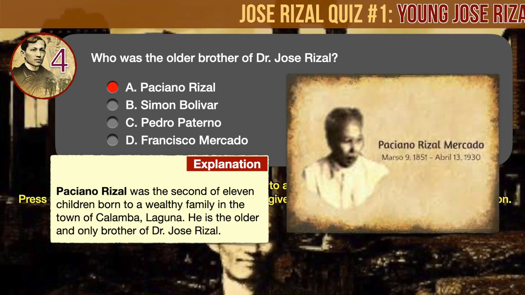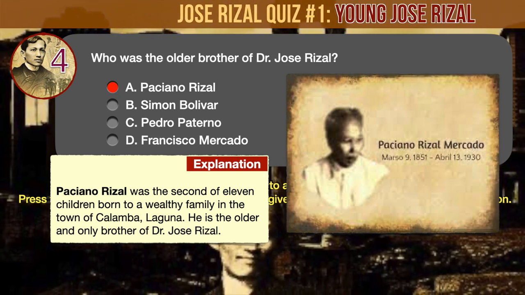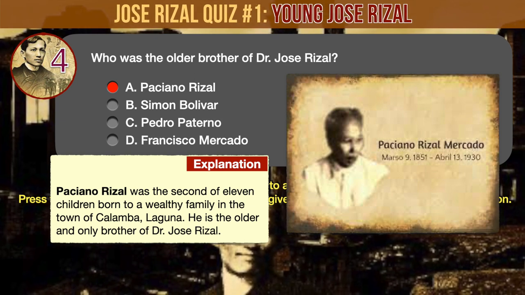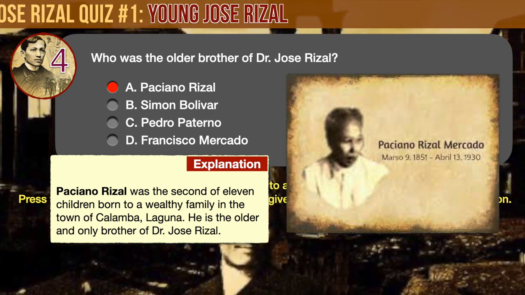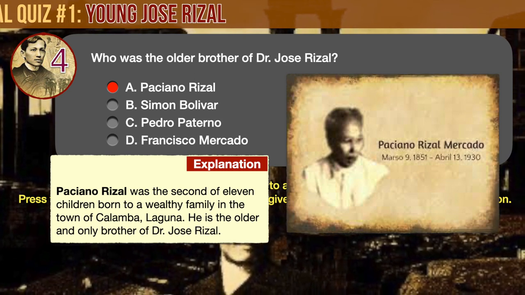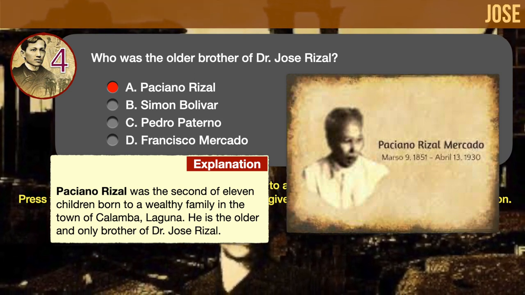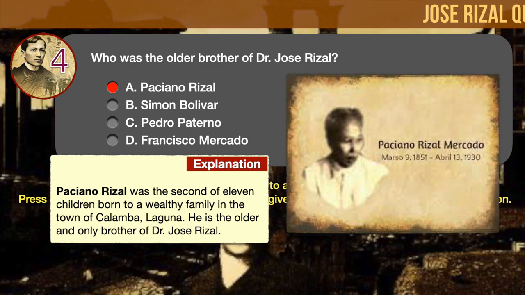U.S. troops captured him in Laguna in 1900. He was released soon after, and he settled in the town of Los Baños, Laguna. He lived a quiet life as a gentleman farmer and died on April 13, 1930 at the age of 79 of tuberculosis.